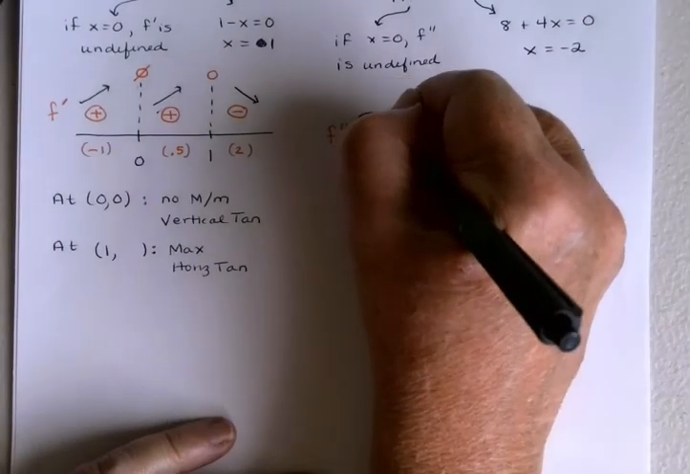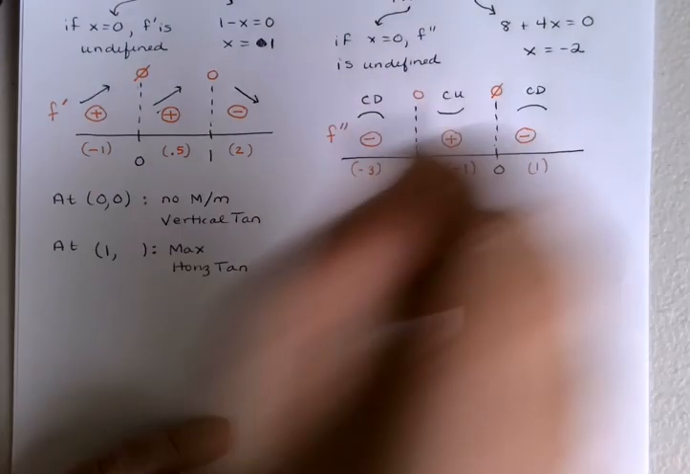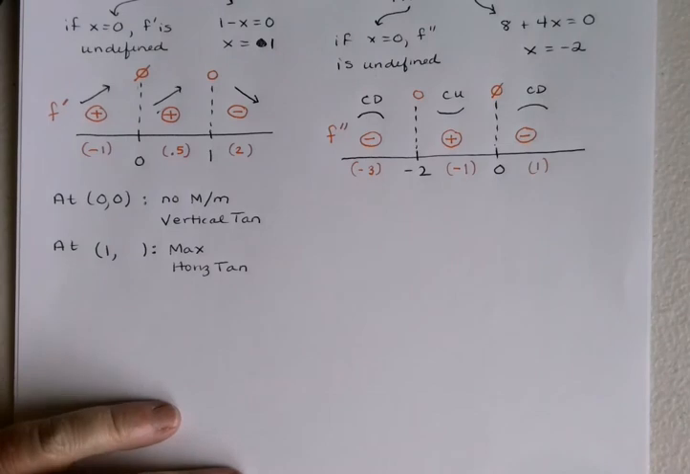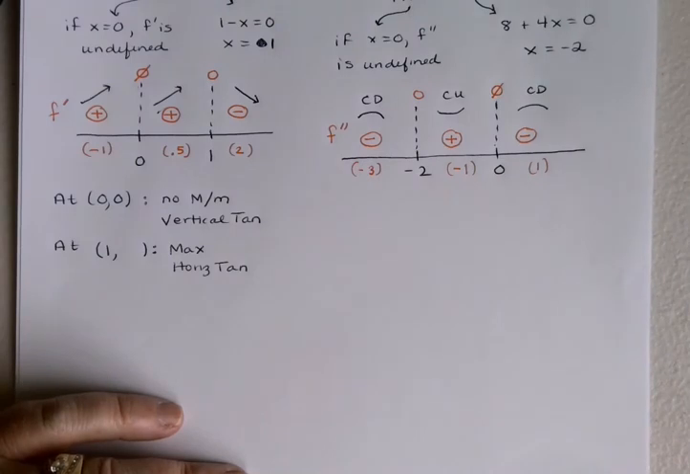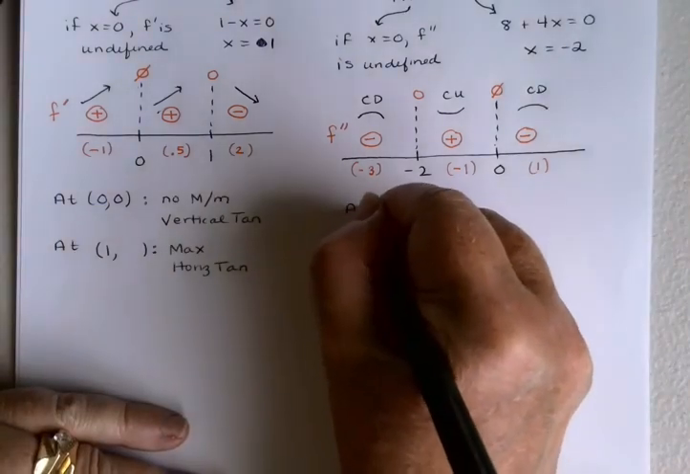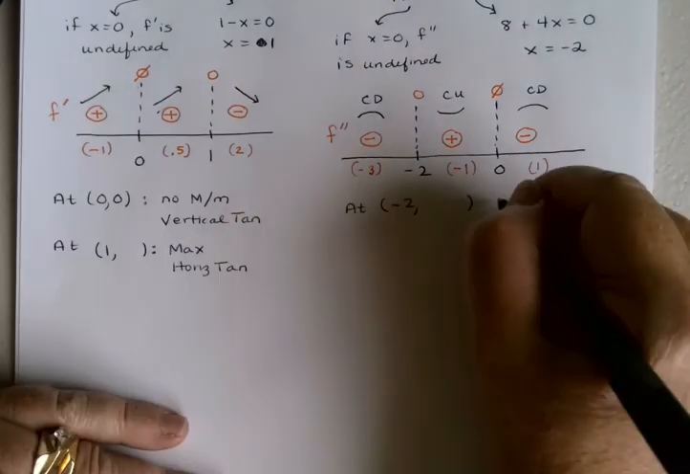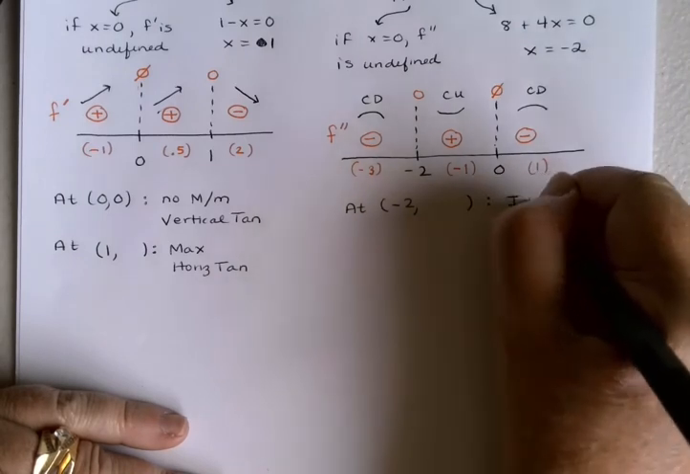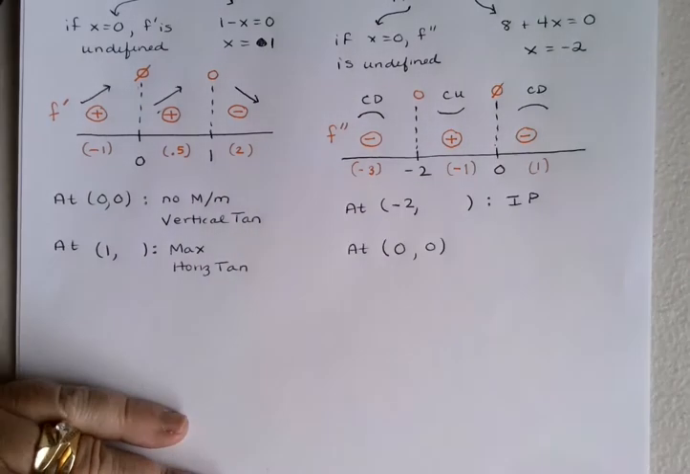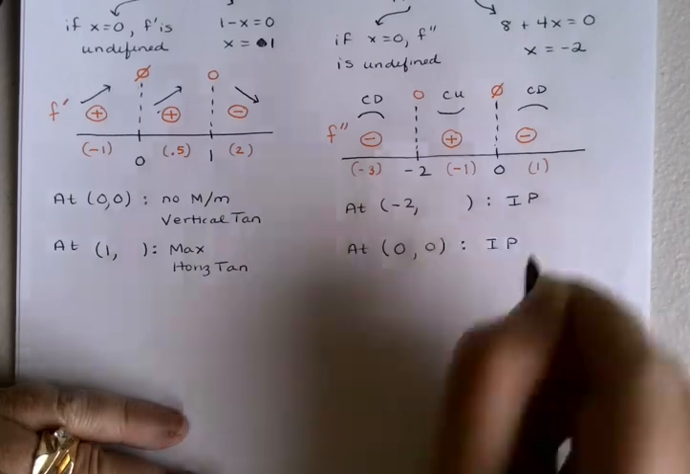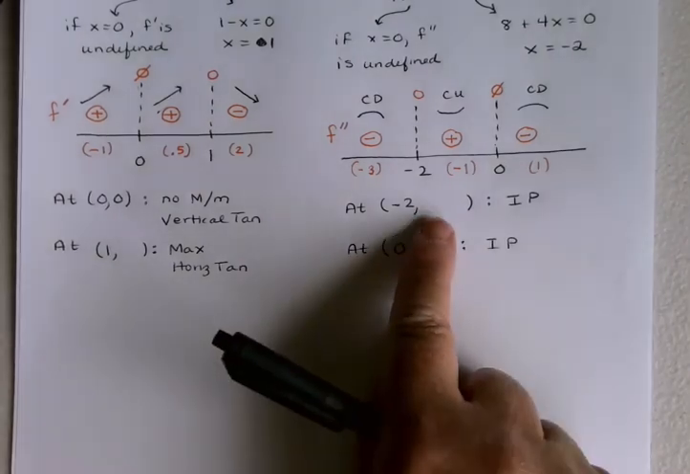So this says concave down, concave up, concave down. Since there is a change in concavity at each of my critical values, they're both inflection points. So at negative 2, whatever the y value is, we'll get it in a minute, we have an inflection point. And at 0, it's also, oh, we already knew that was 0, 0, we also have an inflection point. All right, we're almost there. I'm going to grab these y values, and then we're ready to graph.